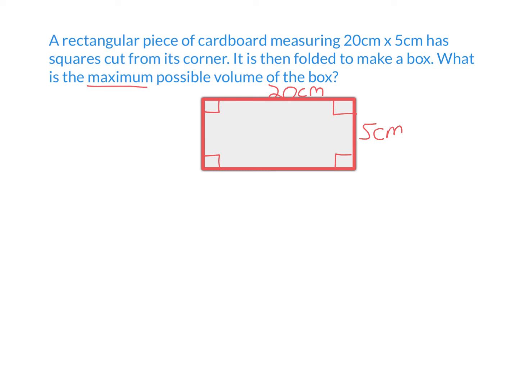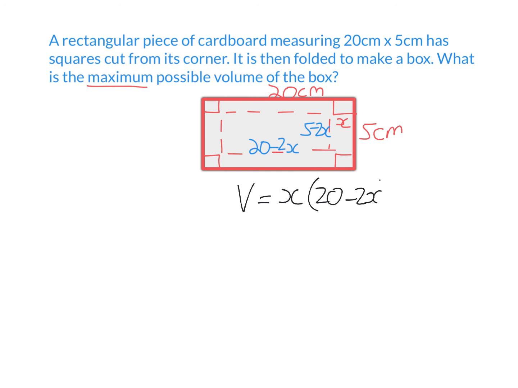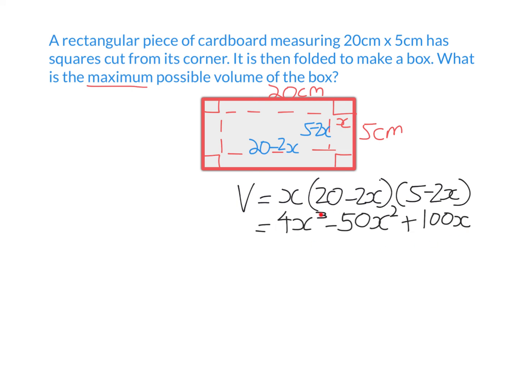So let's call the side length of each of the squares cut out x. We're going to find the value x that gives us the maximum possible volume. So the base of this box will be 20 minus 2x by 5 minus 2x. That gives us the area of the bottom, and the height of this box is just going to be whatever x is. So the volume is going to be height times length times width. Now we don't know how to differentiate a function in this form, so we're going to need to expand it. So here is a function for volume in terms of x, the side length of the squares cut out.